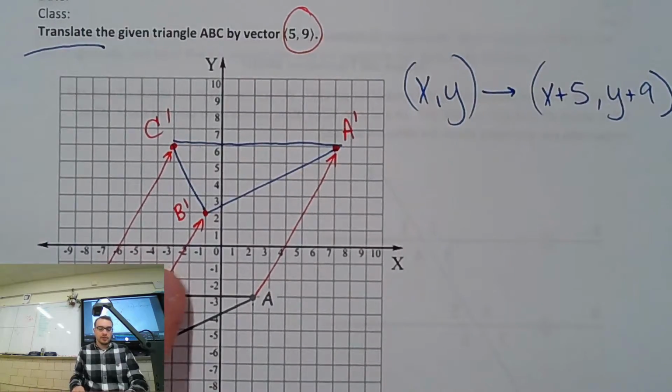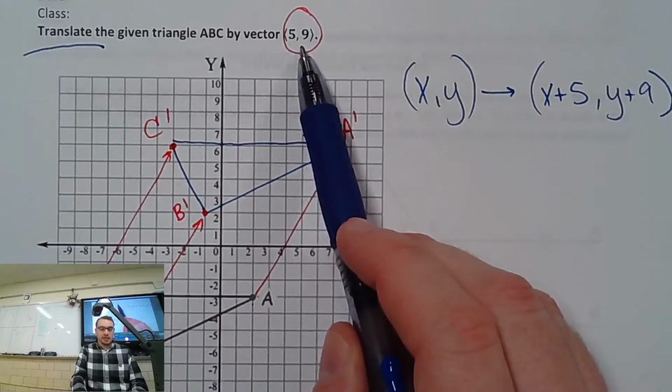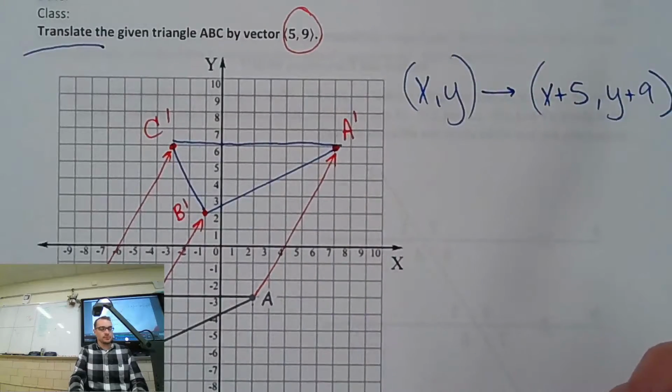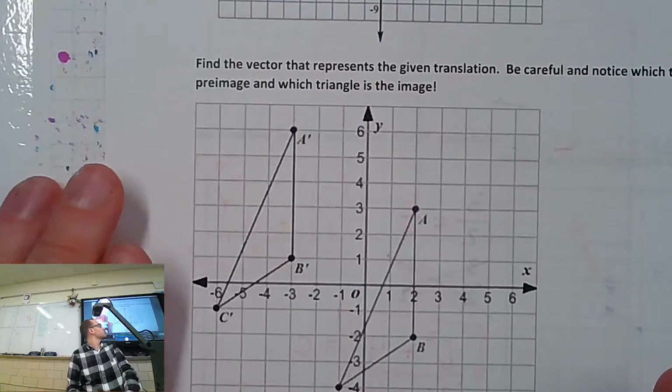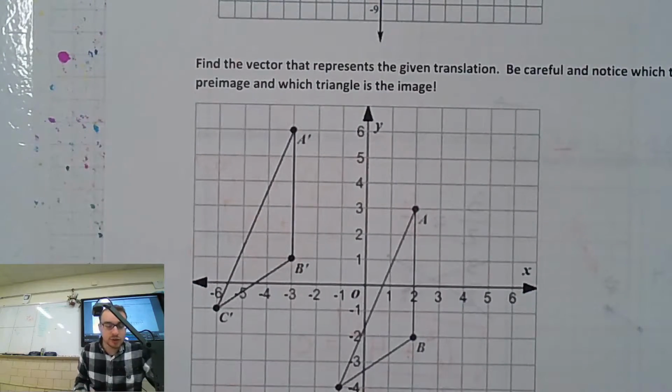So here, they said, do this vector and find the new image, right? Here they said, look, I already have the new image. What vector did I use? So we're trying to find out what vector they used to get from one triangle to the next.